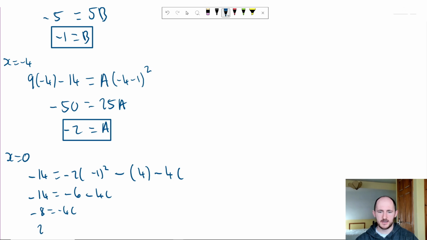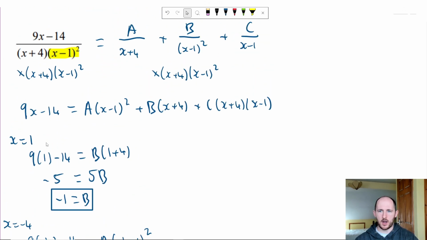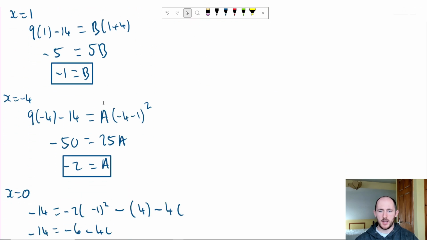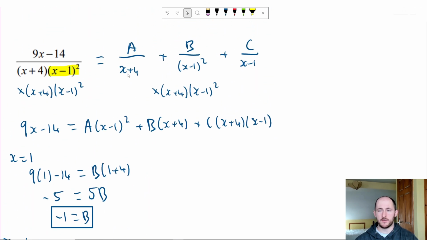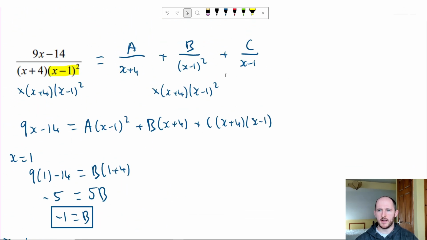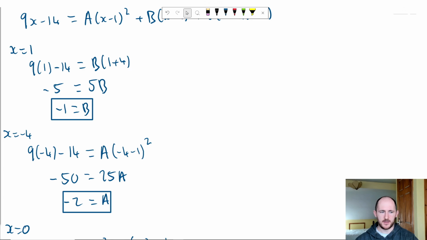So in this case, c was not equal to 0. But remember what I said. C might equal 0. Do not panic. C can equal 0. Yeah, so then I would again rewrite this. So it'd be minus x over x plus 4 and minus 2 over x plus 4 minus 1 over x minus 1 squared plus 2 over x minus 1 gives you that.